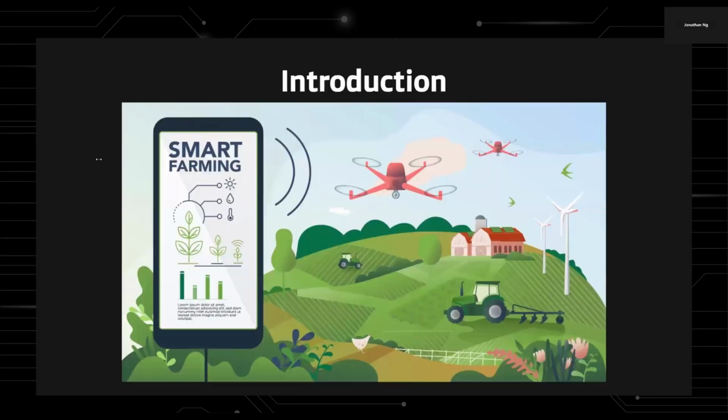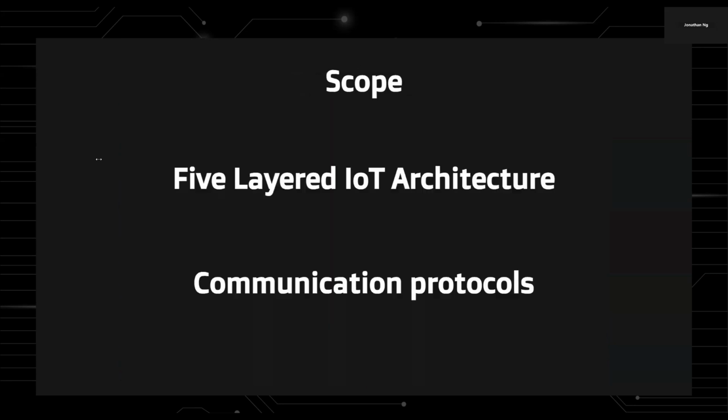So smart farming leverages IoT devices, such as your smartphones, drones, or sensors, to tackle global agricultural challenges such as food security and resource optimization. From monitoring of the soil conditions or the weather conditions to automating irrigation, IoT enables more efficient farming practices. Today, I'll cover two major components: the 5-layer IoT architecture designed specifically for agriculture, as well as comparing communication protocols that make these systems work seamlessly.